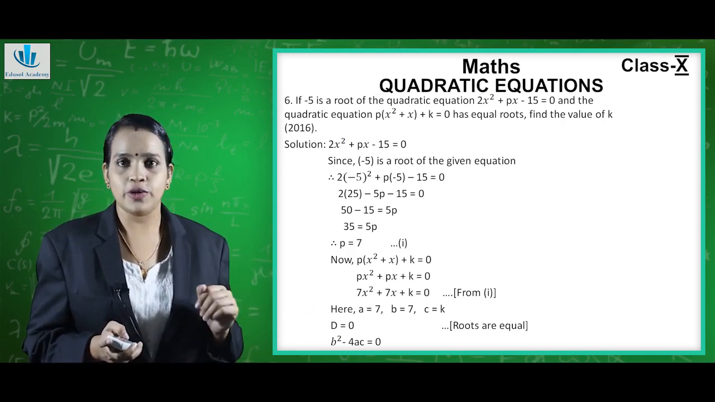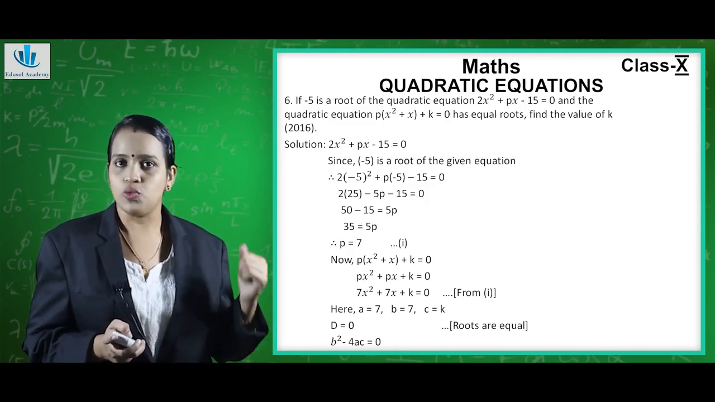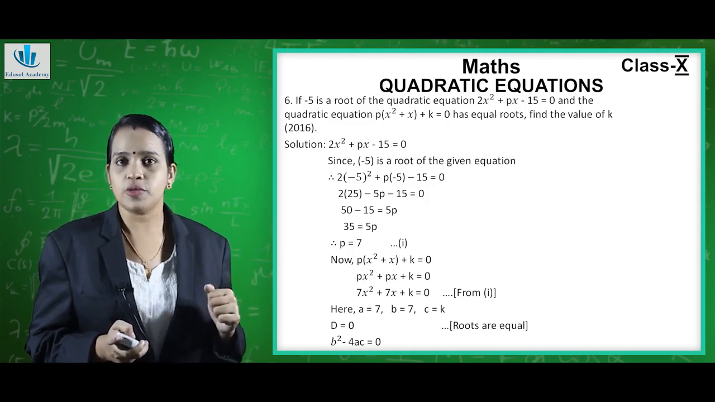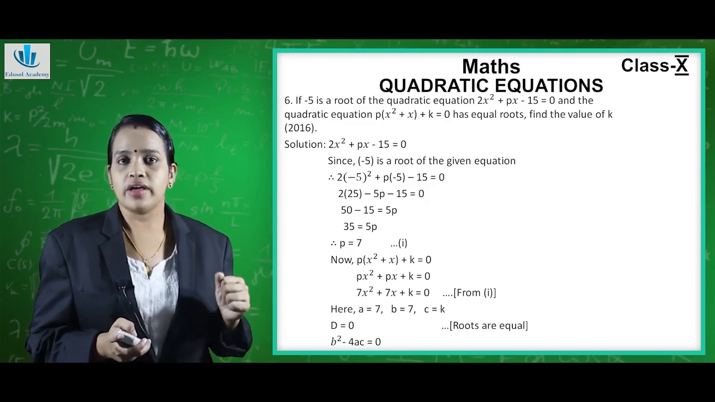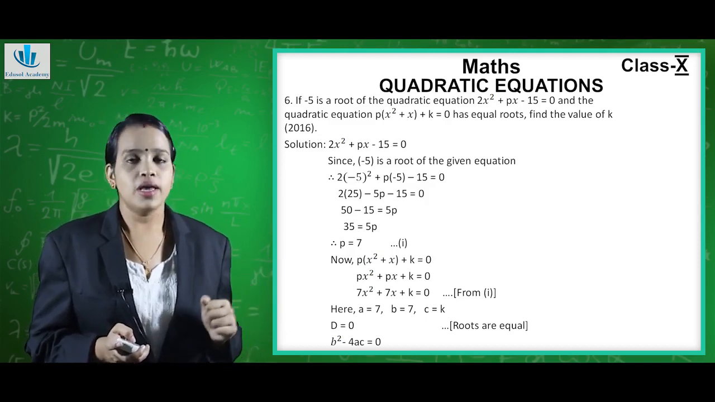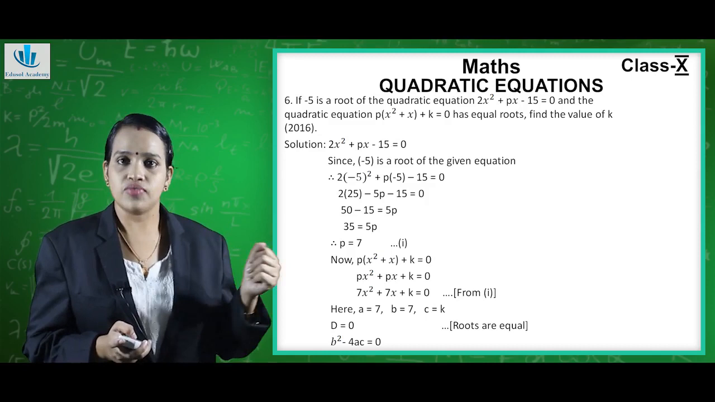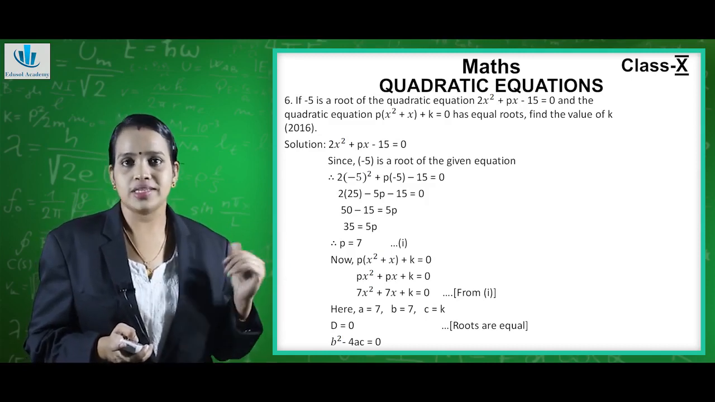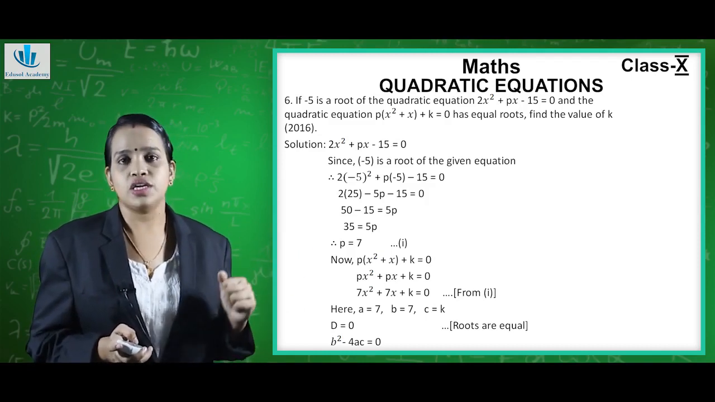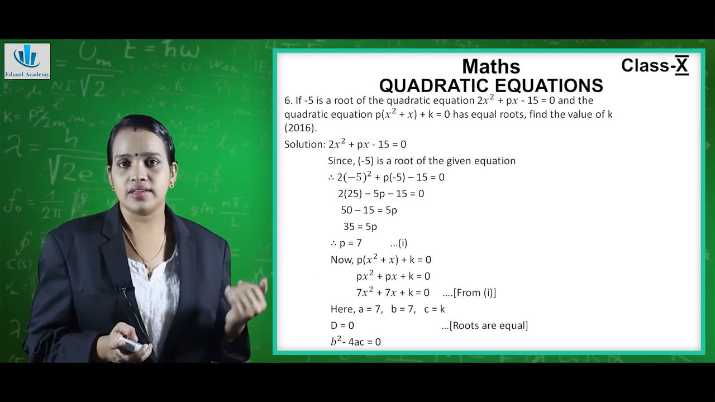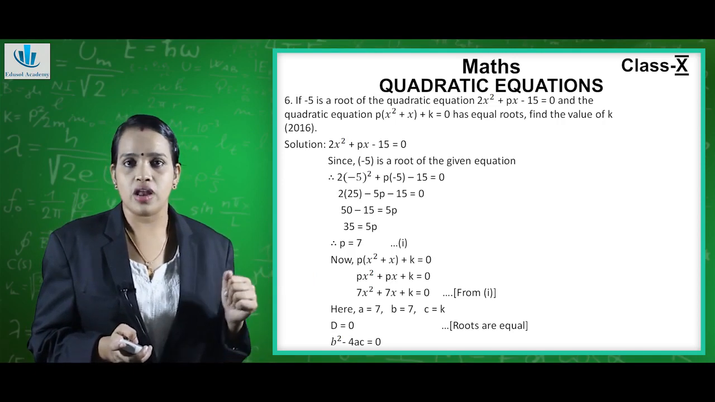So it becomes 2 into (−5)² + p into (−5) − 15 = 0. Now (−5)² becomes 25. So 2 into 25, plus p into −5, becomes −5p − 15 = 0. So 2 into 25 gives 50 − 15. Now we will take −5p on the other side, it becomes +5p. Now 50 − 15 is equal to 35, which is equal to 5p. So when we take 5 on the other side, it divides. So 35 upon 5 is equal to 7. Therefore we have got the value of p as 7.